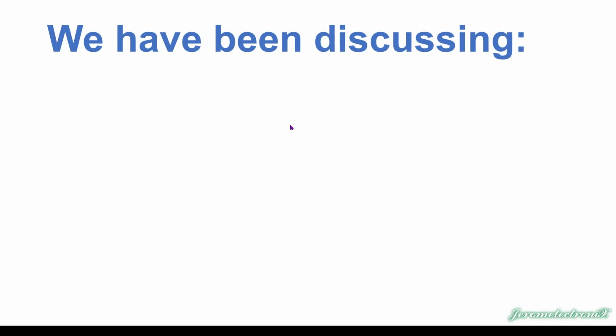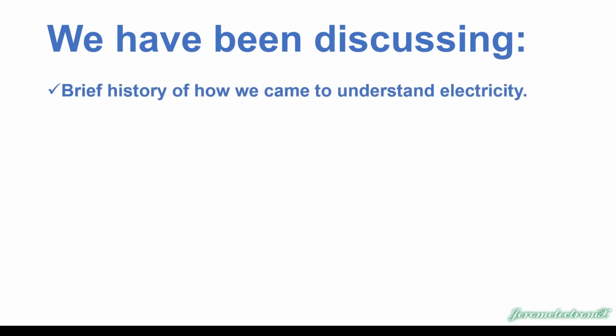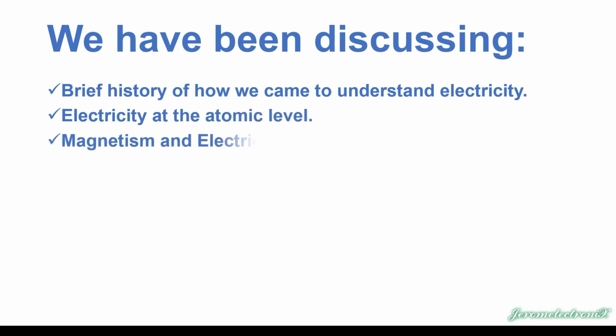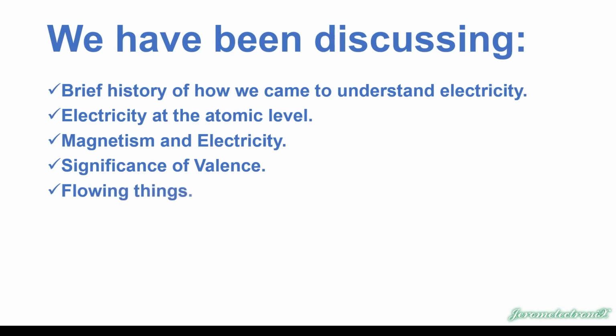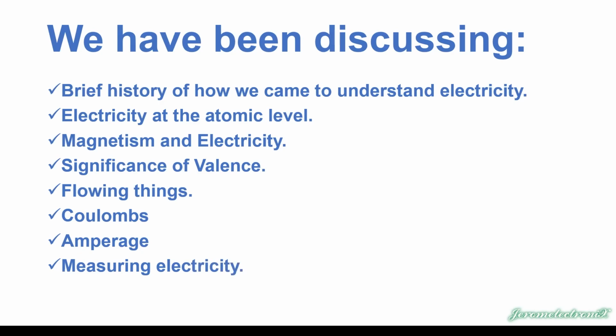Anyway, what have we been discussing so far in parts 1 and 2? Well, let's talk about that. We have been discussing a brief history of how we came to understand electricity, electricity at the atomic level, magnetism and electricity, and how they're pretty much always together. The significance of the valence shell, which is a really important concept to know. Flowing things like water and electrons. Coulombs, how did they get their name? What's the history there? Amperage, same thing. Measuring electricity, how did we learn to do that? Voltage, we've learned all this stuff.